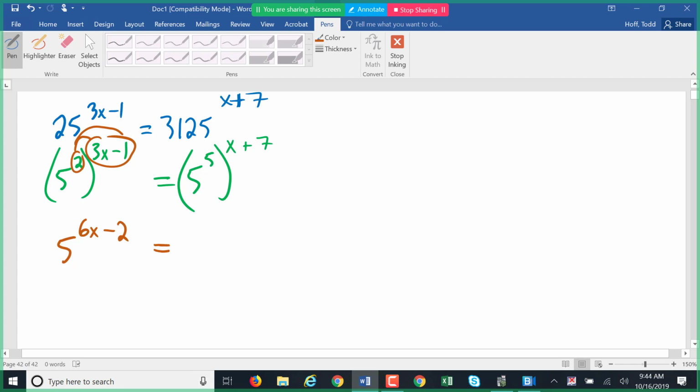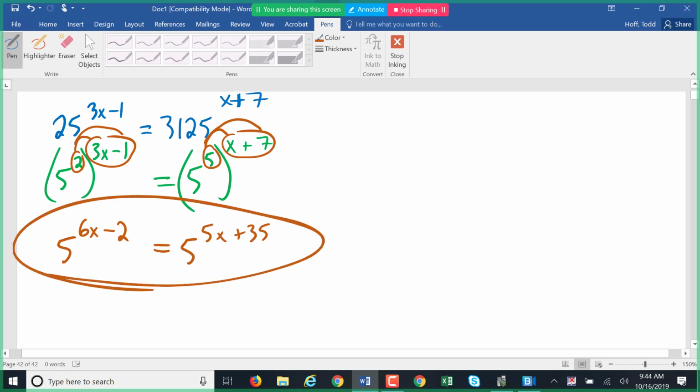On the other side, the power of 5 and the power of x plus 7 get multiplied, so we're going to distribute the 5 through the x plus 7, giving us 5 to the power of 5x plus 35. Now I'm going to pause there. Anybody have any questions on where this equation here came from?